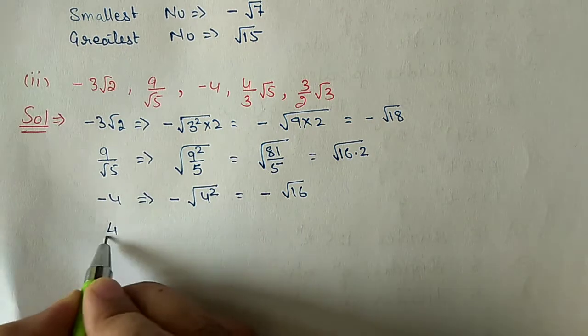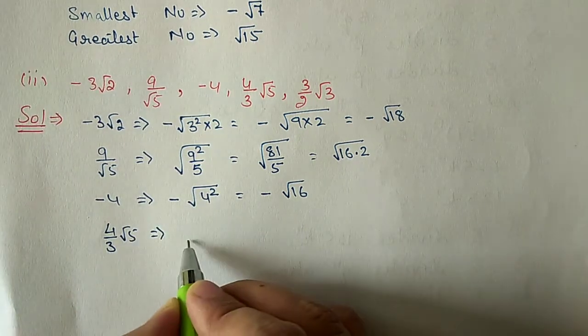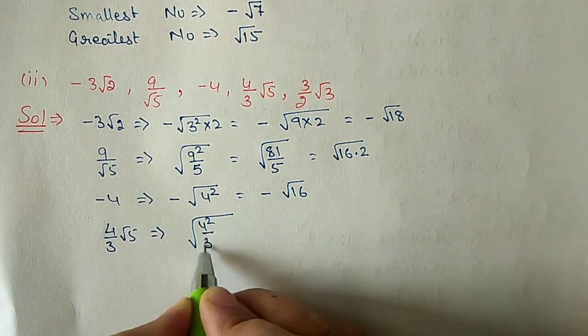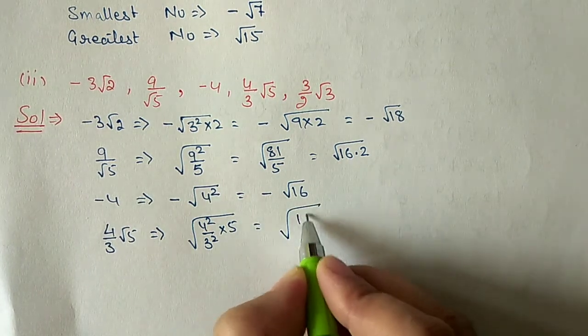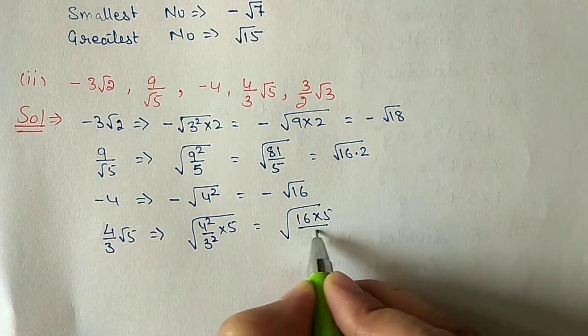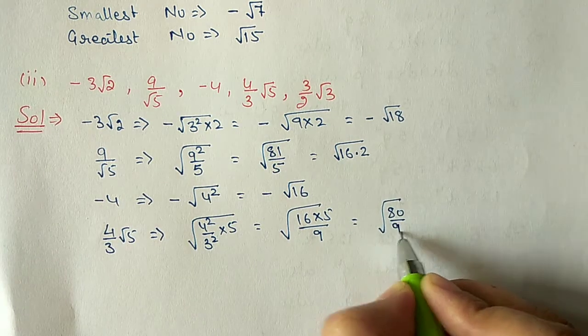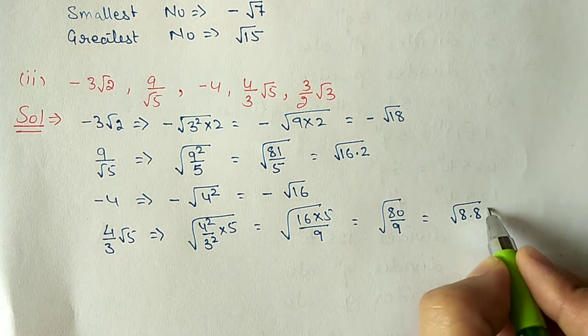Fourth number, we have 4 by 3 root 5, and when we take 4 by 3 inside the symbol, 4 will become 4 square and 3 will become 3 square into 5, which is equal to 16 into 5 by 9. 16 into 5 will become 80. 80 by 9 is equal to 8.89.